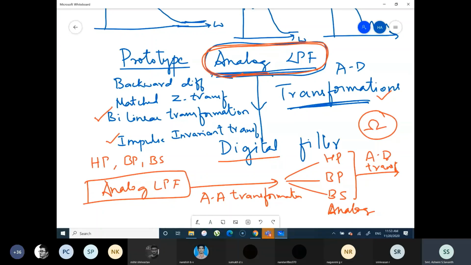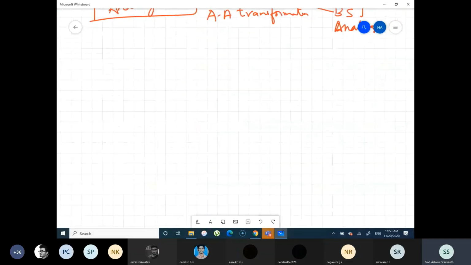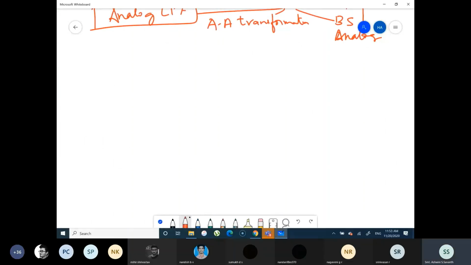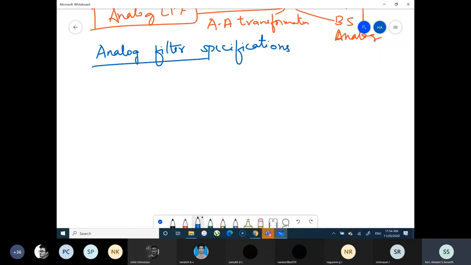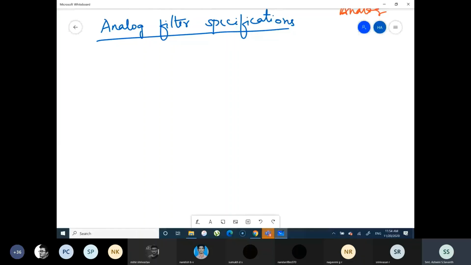So the analog filter specifications, and if the digital filter specifications are given to you, we'll also see how you have to convert them to analog for the purpose of the design. That we will do when we come to the problems. So first, how will the analog filter specifications look? The specifications are passband edge frequency, stop band edge frequency, passband ripple, and stop band ripple. We have written this for FIR filters also.